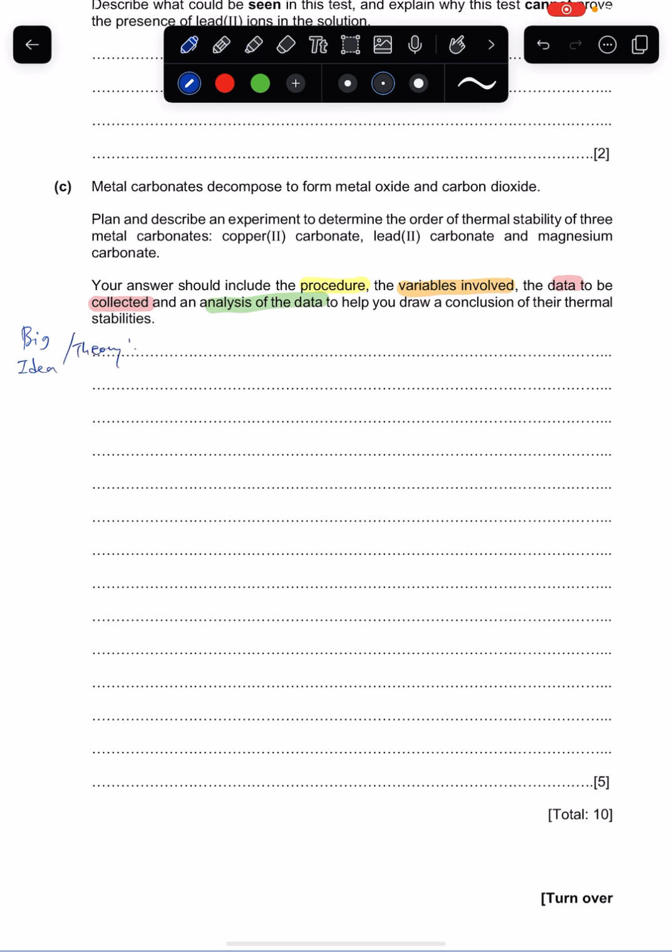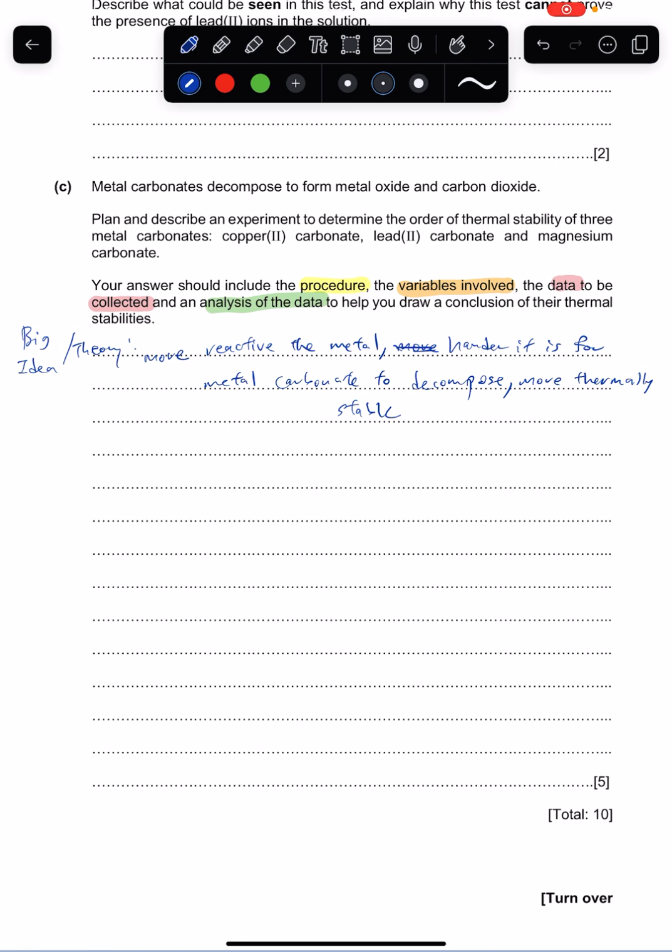What your theory is that the more reactive the metal, the harder it is for metal carbonate to decompose. Harder to decompose means more thermally stable lah. Yeah, the theory is fantastic. Correct.